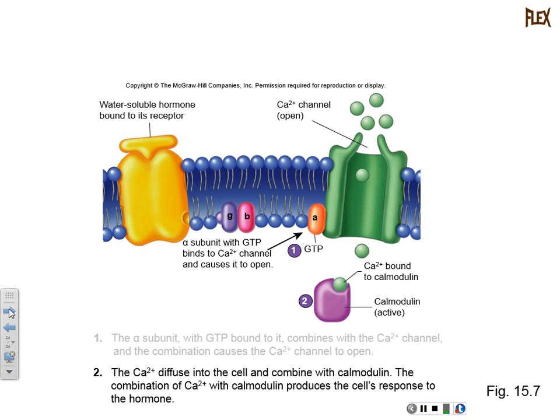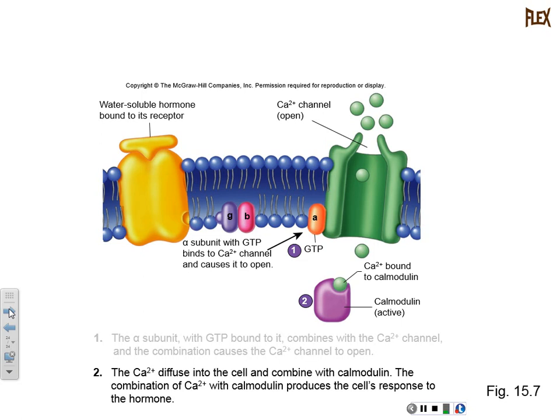And then it attaches to calmodulin. This is what happens in smooth muscles when they're contracting, because they have calmodulin instead of troponin. Remember, the troponin attaches to the calcium in skeletal muscle. In smooth muscle, it is the calmodulin that does that and causes the muscle to contract. So then it's now activated, and the smooth muscle contracts.